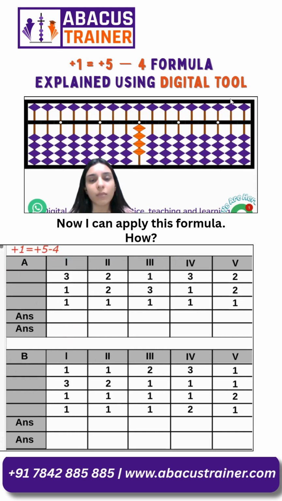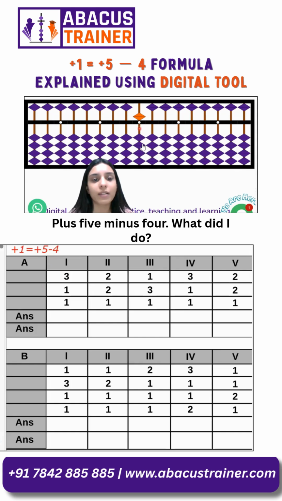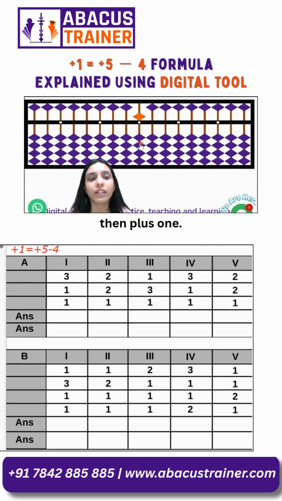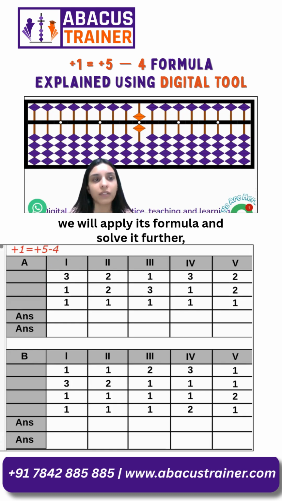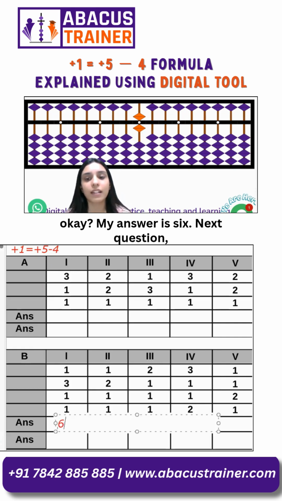Now I can apply this formula. How? What does the formula say? Plus 5 minus 4. That's what I'll do. Plus 5 minus 4. What did I do? I didn't have enough beads to add 1, so I applied its formula and I got 5. Then plus 1. Okay, my answer is 6. That means wherever we are stuck to add 1, we will apply its formula and solve it further. My answer is 6.